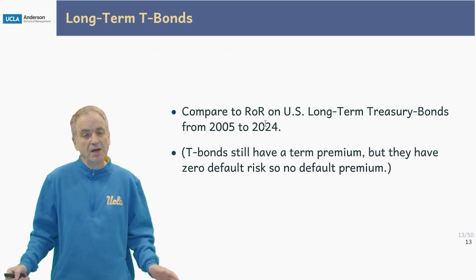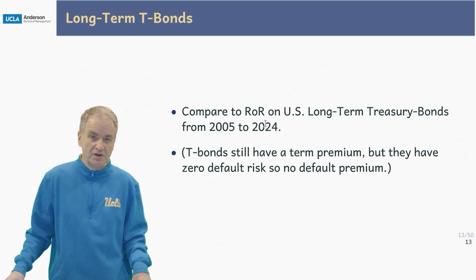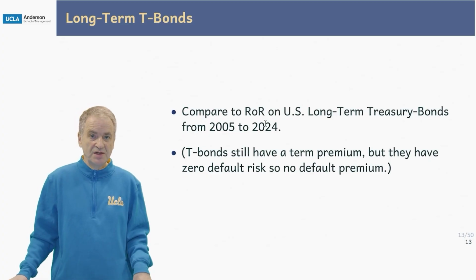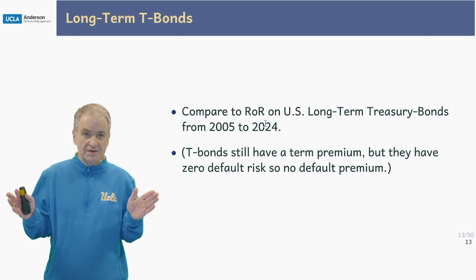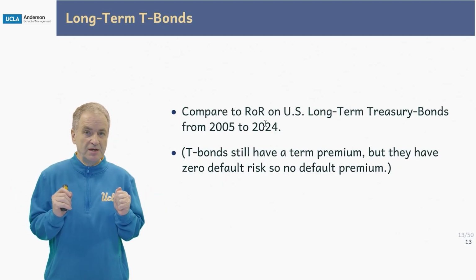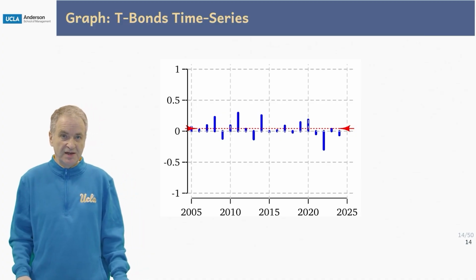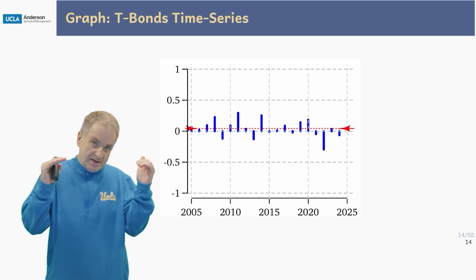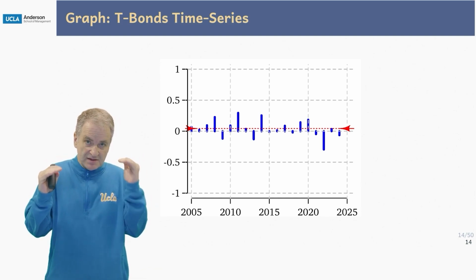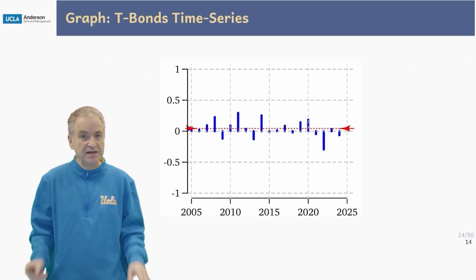Now, let's compare this to another class. Another class are US long-term treasury bonds, which we already looked at in an earlier chapter from 2005 to 2024. Now there's a term premium in there because these are the longer term ones, but there is no default premium here and no risk premium. This is how the time series looks like. And it's the same scale as what we had before. And you can already see that the red line, which is the mean, is lower. You still had a good number of negative years, but they weren't as negative as the stocks were.